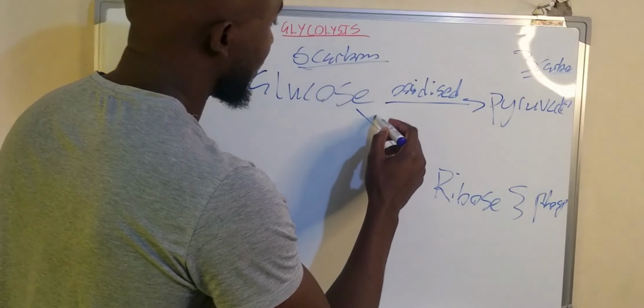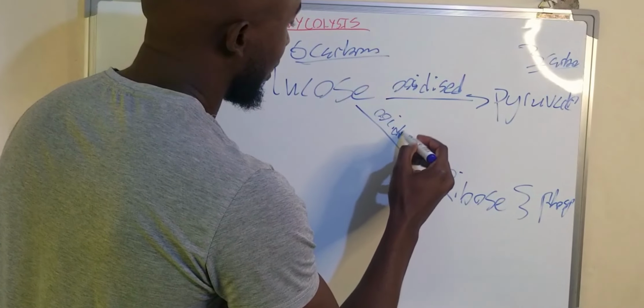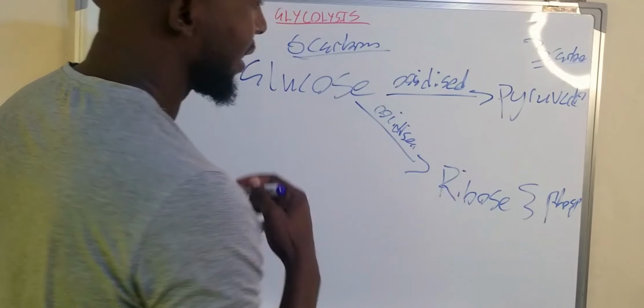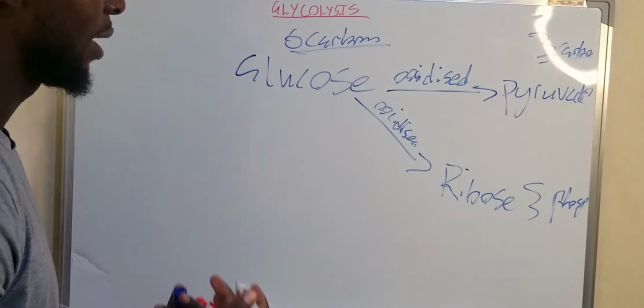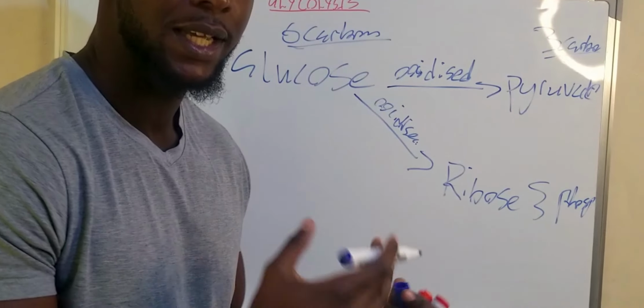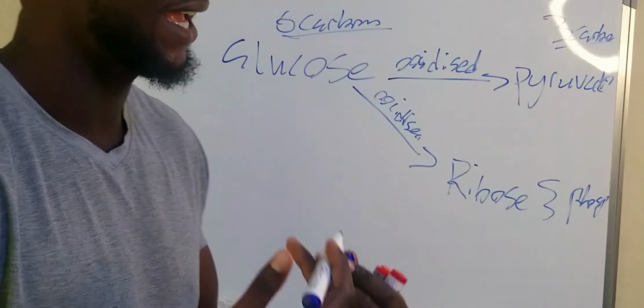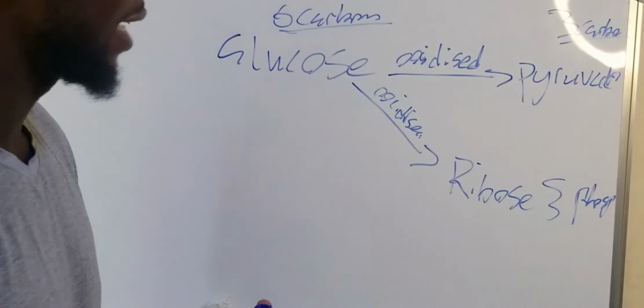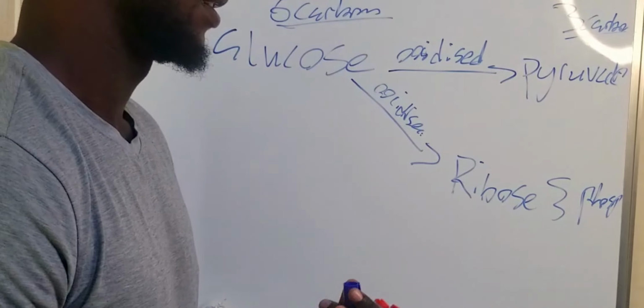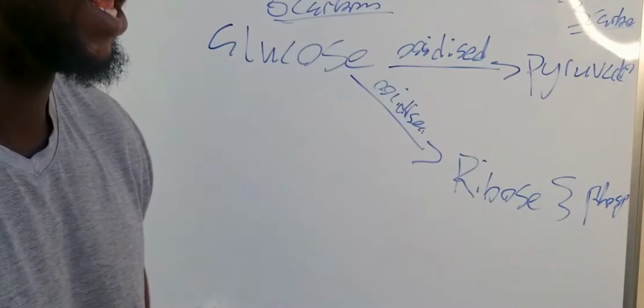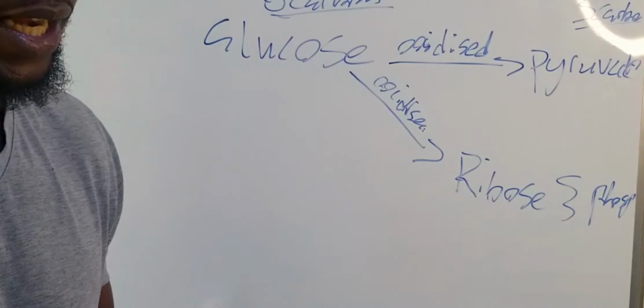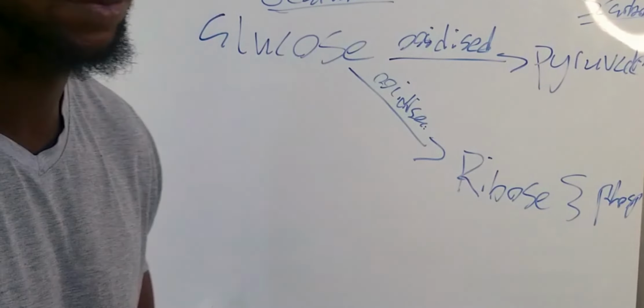When it's oxidized to ribose 5-phosphate, it's a very important reaction in that the ribose 5-phosphate is the backbone, or rather the starting point, of nucleic acid synthesis. Nucleic acids, in layman's terms, you can just mention DNA. Everybody knows what DNA is and how important it is in the human body.